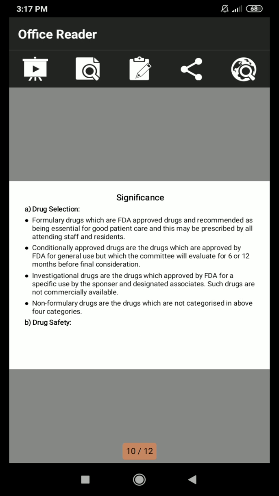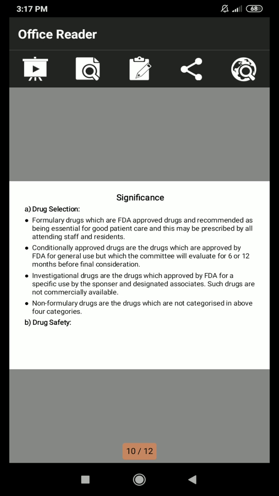In that, first is drug selection, second drug safety, third adverse drug reaction, fourth drug product defect reporting program, then development of emergency drug list and drug utilization review, that is DUR. Okay, now I will start. The first is drug selection.